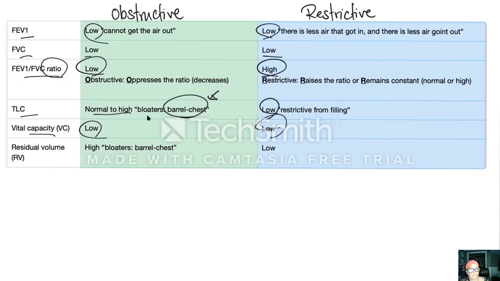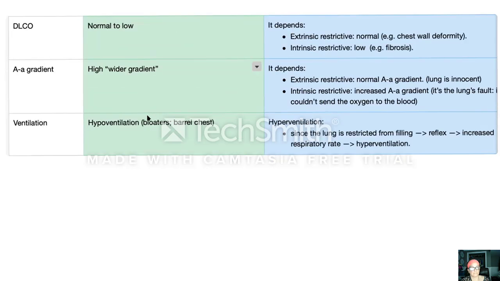Vital capacity is low in both of them, whether you have an obstructive lung disease or a restrictive lung disease. In either case, you have a pulmonary disease and your vital capacity is going to be low. Residual volume is high in obstructive. Again, that's why they have barrel chest and that's why we call them blue bloaters. It's low in restrictive.